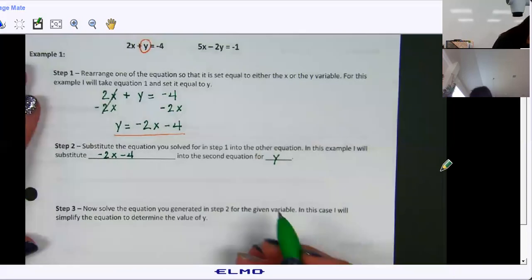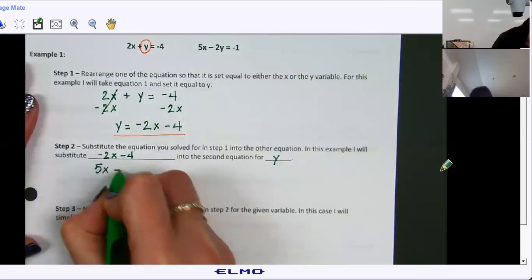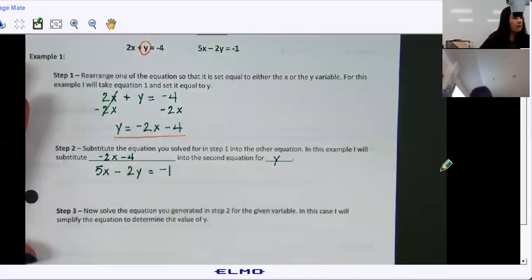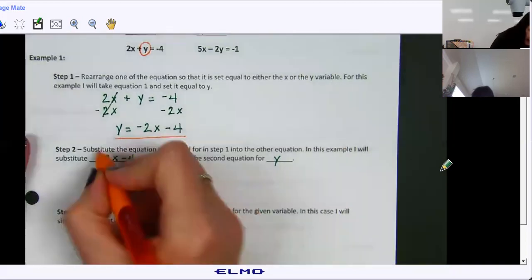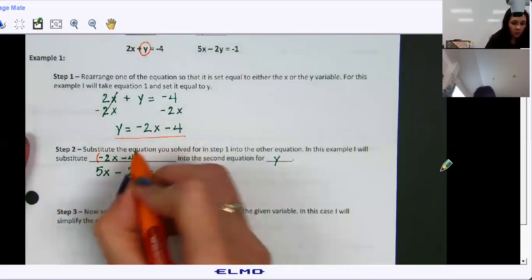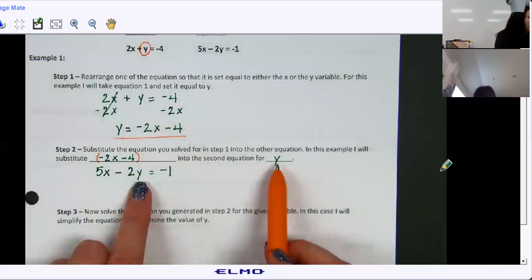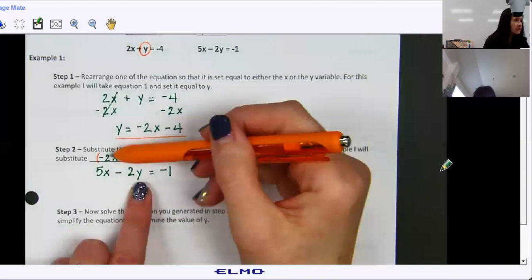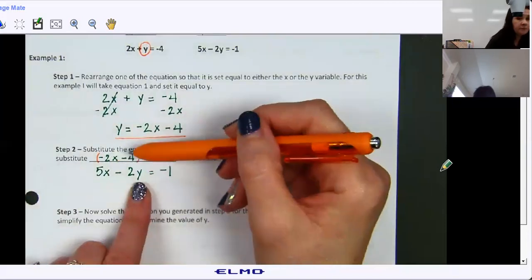I'm going to take my second equation and write it out. 5x minus 2y equals negative 1. All right. So what I'm going to do is I'm going to take this expression right here, negative 2x minus 4, and put it into the equation for y. So basically what I'm doing is I'm getting rid of y and I'm replacing it with negative 2x minus 4, or substituting it. And that's where we get the name for this method.